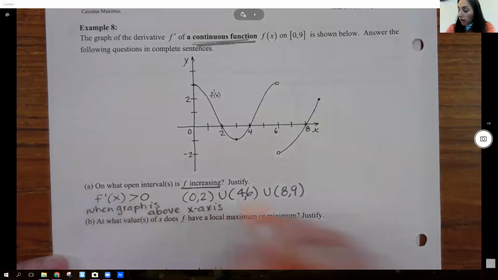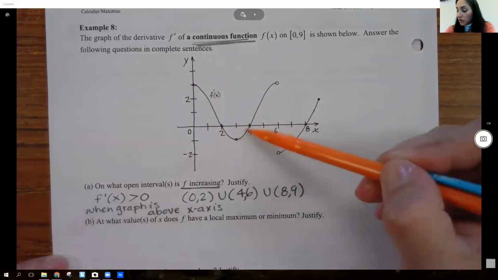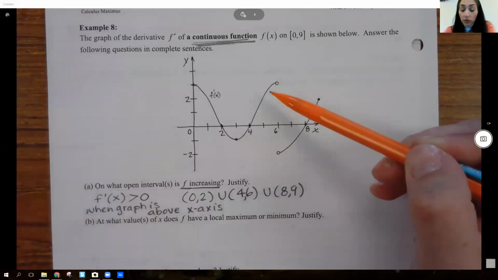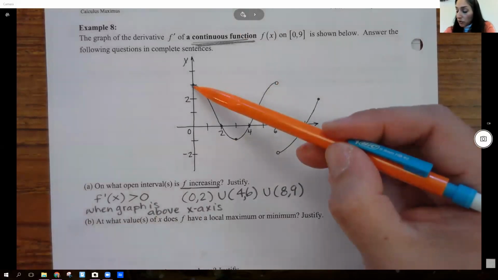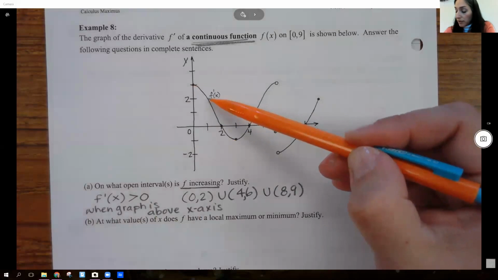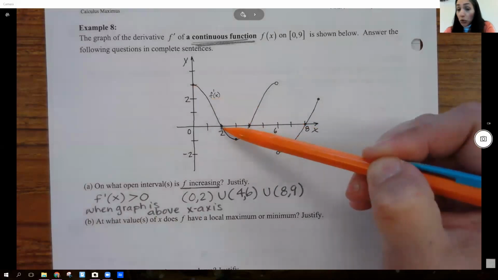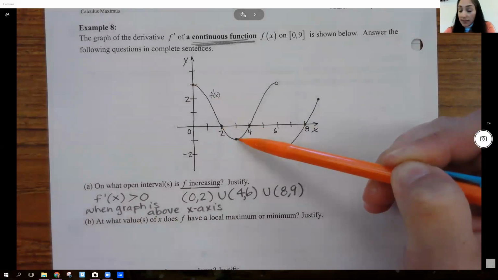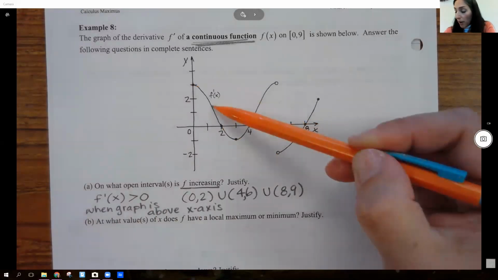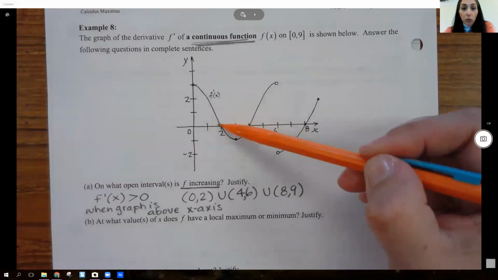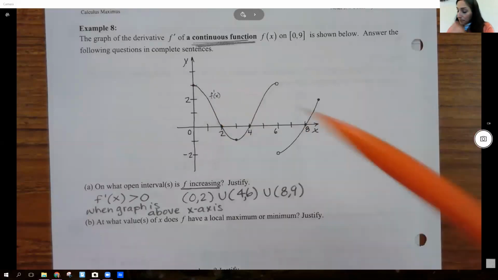Because all of these y values on this graph represent slopes. So like at 0, the slope is 3. At 1, the slope is, I don't know, maybe 2. At 2, the slope is 0. At 3, the slope is -1. So when you have a positive y value, that's when your slope is going to be positive. So your function will be increasing.